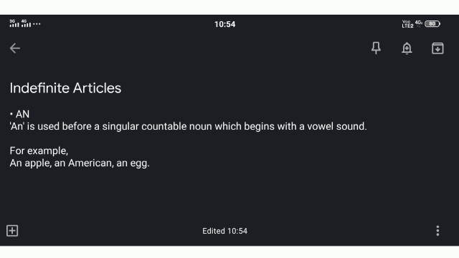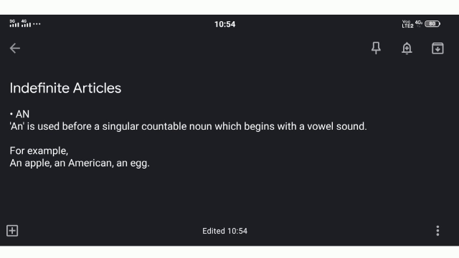Now moving on to the next type of article, which is an. An is used before a singular countable noun which begins with a vowel sound. Where do we use an? It is used before a noun which is countable, which we can count, and is singular, and it also begins with a vowel sound. A noun that begins with a vowel sound, which is singular and countable, we use an before it. For example, an apple.